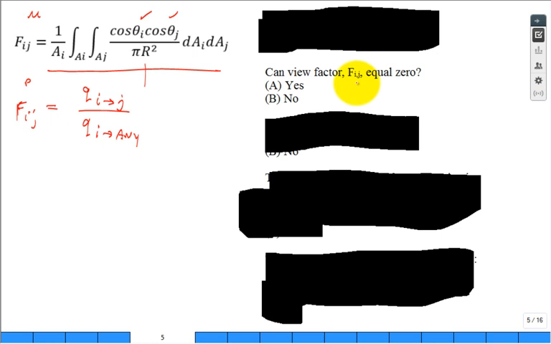Can the view factor Fij equal 0? Can it be equal to 0?